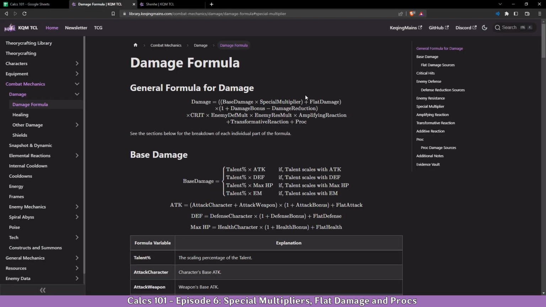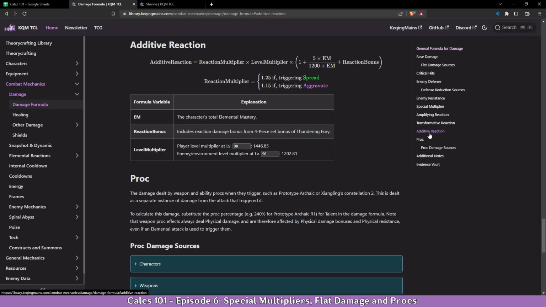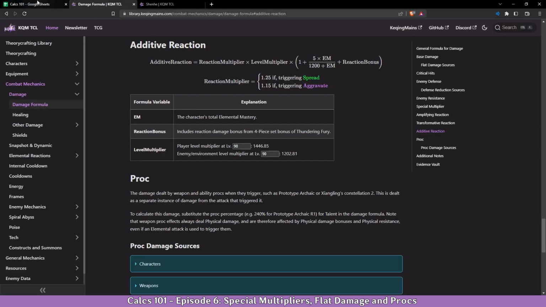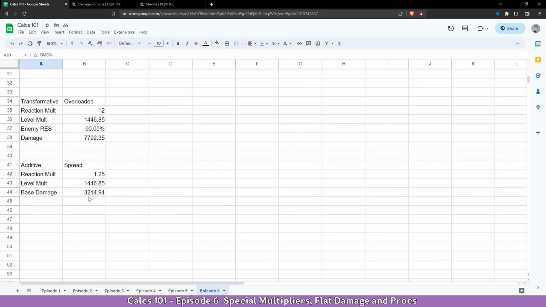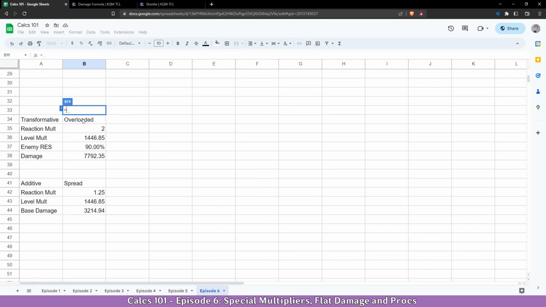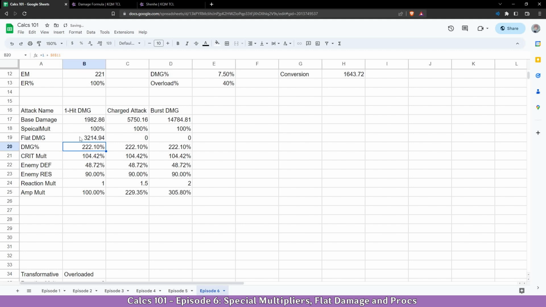Lastly, the last source of flat damage is additive reactions, the spread and aggravate we talked about in the last episode. They work exactly as mentioned before, but calculated in a different way. As you can see, we already calculated it here. Let's say theoretically, though it's not possible, Hu Tao triggers a spread reaction, we are going to add it right here in flat damage, and this is where it's going to be calculated. But since Hu Tao can't trigger it, I will leave it as 0.